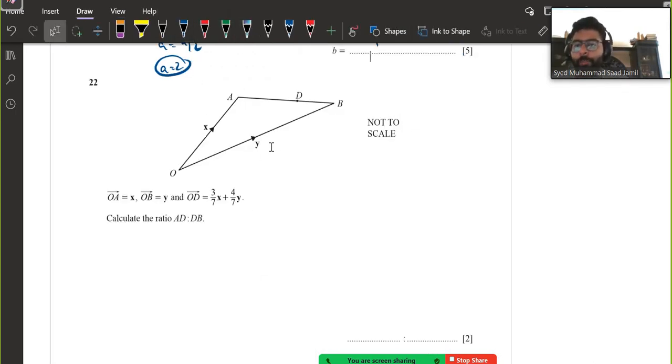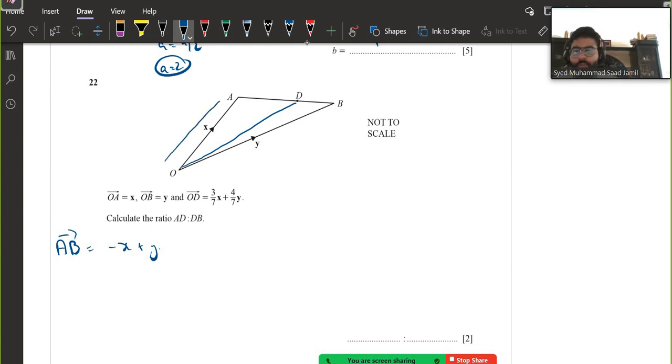Question 22. It says OA is x, OB is y, and OD is 3 upon 7x plus 4 upon 7y. First and foremost, it says calculate the ratio of AD and DB. Let's first calculate AB, the whole line. AB is going to be, we start from A, it's going to be minus x plus y. Now let's find out OD. So they have already given us OD now.